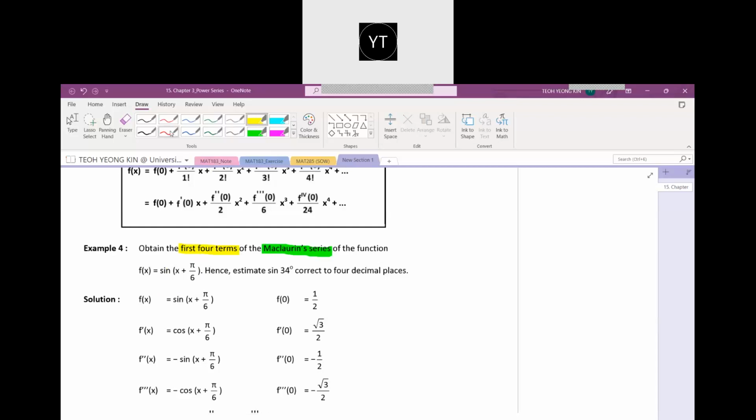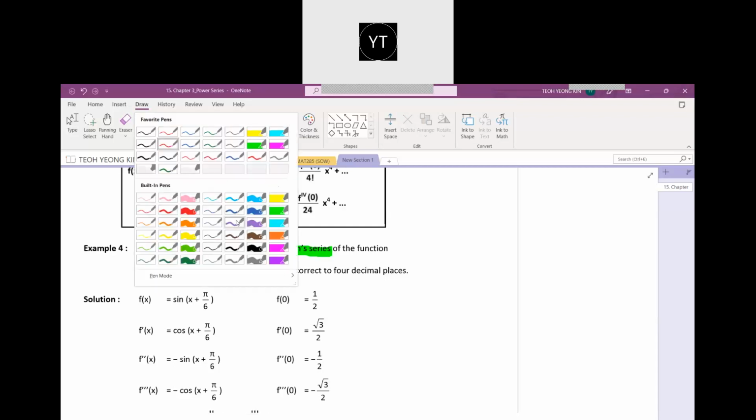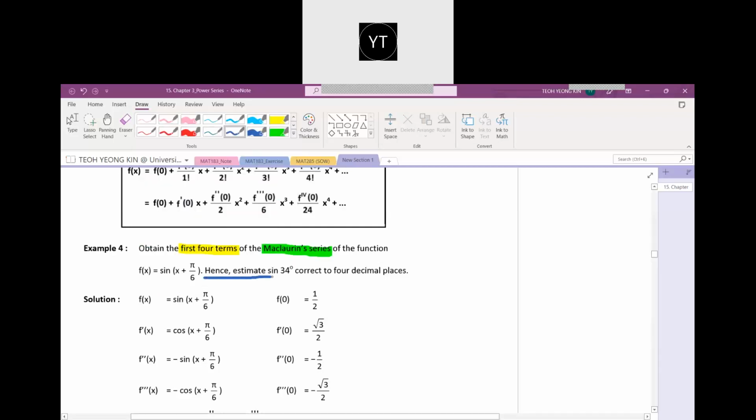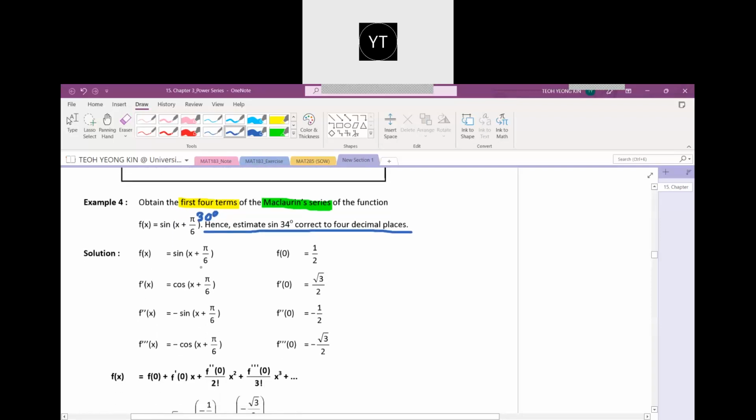Then the second part of this question is we have to estimate this value up to 4 decimal places. So here is sine 34. Don't forget pi over 6, because we actually have the 30 degrees. Next, we just have to add another 4 degrees here. So let's look at the first part of this question.